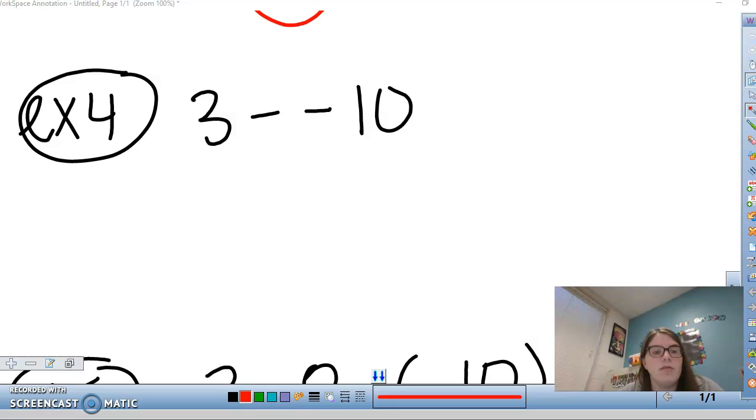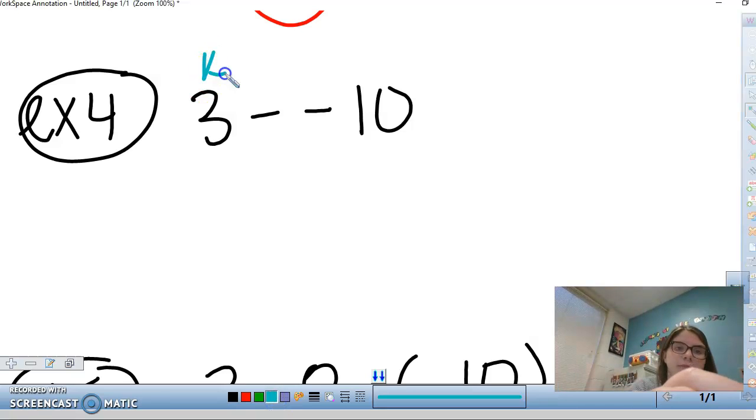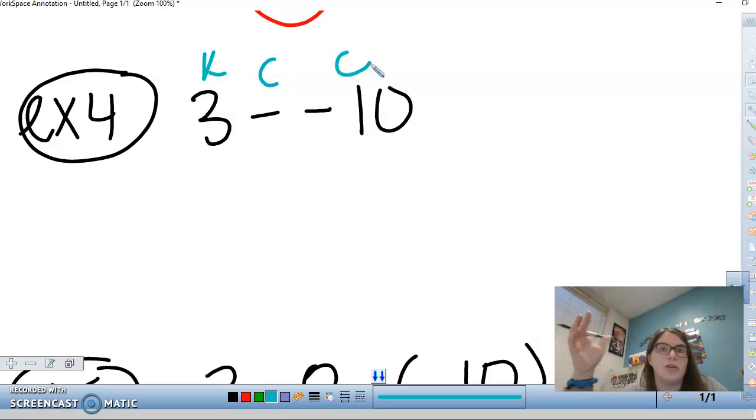Try this one by yourself, so pause the video, and when you get done, unpause it, and I'll walk through it. All right, since it's subtraction, we're going to start with keep, change, change. I didn't put parentheses around the -10 this time, just so you can see it both ways on an assignment. I wanted to show you both ways.